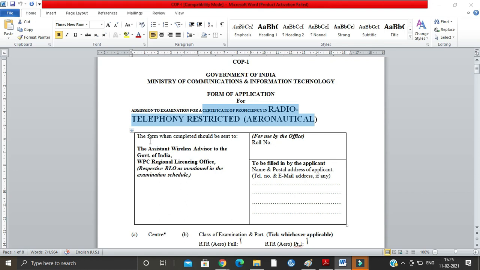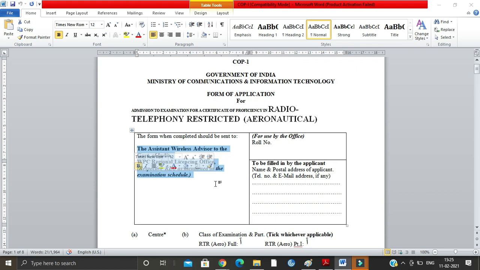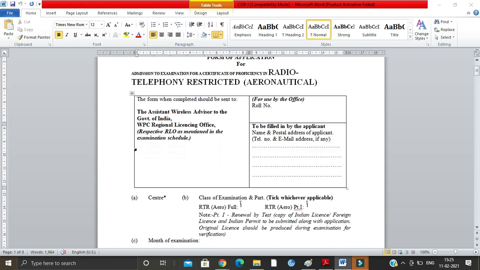Now you can see that the form when completed should be sent to the address written here, but this is not the correct address. You have to take the address from the schedule. You have to open the schedule, and you will find the right address. That address you have to write on the envelope in which you are sending the form. So do not write this address, because it is not the correct address.